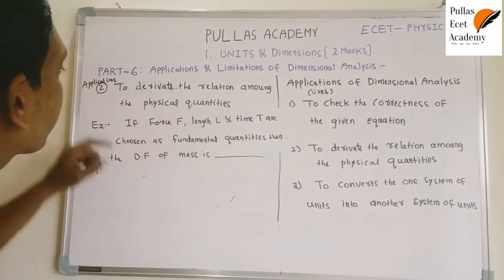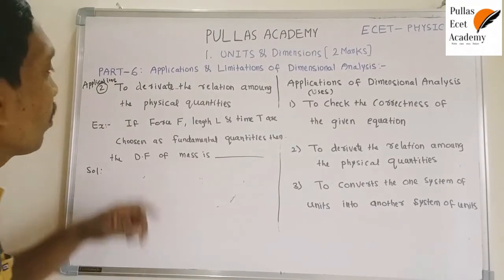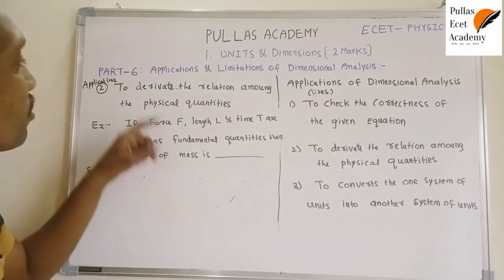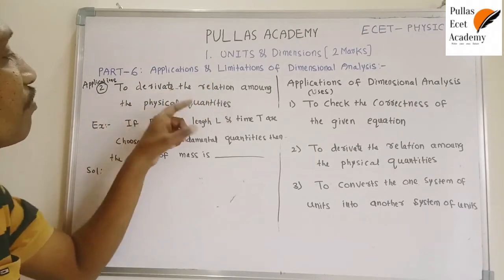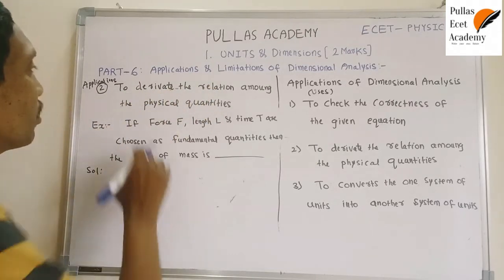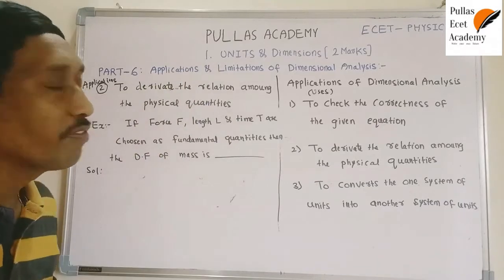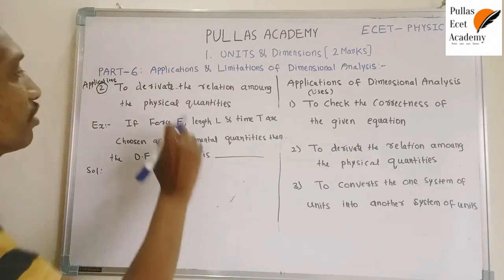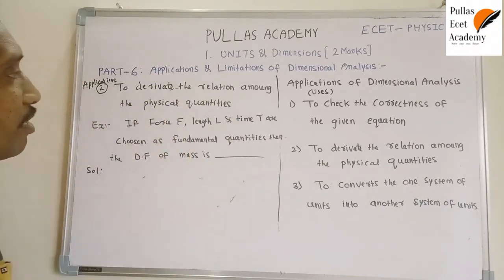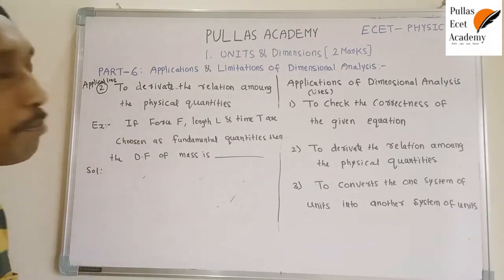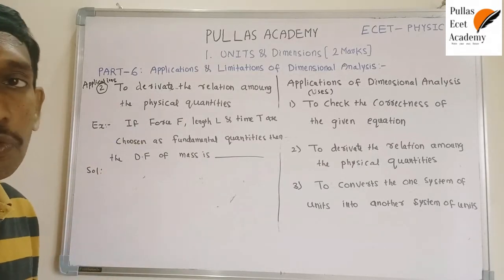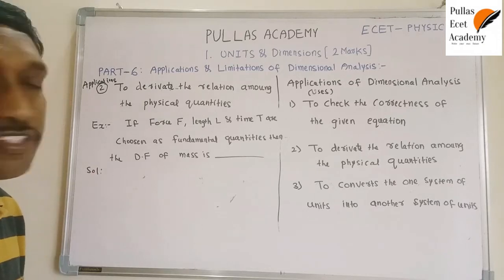Now we are going to discuss the second application. What is the second application here? That is to derive the relation among the physical quantities. So to derive the relation among the physical quantities, this is the topic here. I want to explain it with one example. From the example you can very easily understand how to construct the relation among different physical quantities.